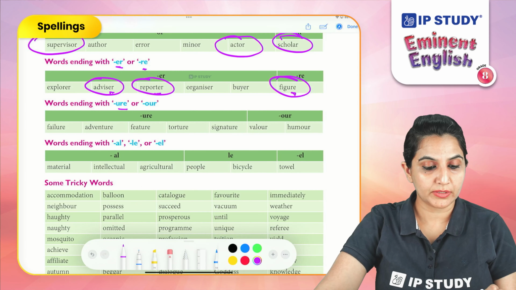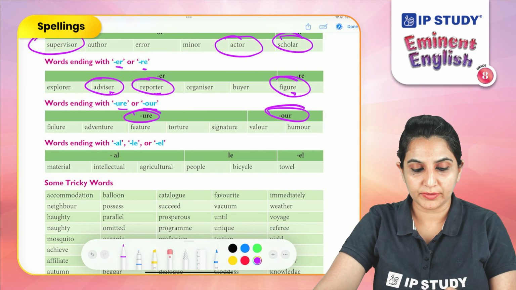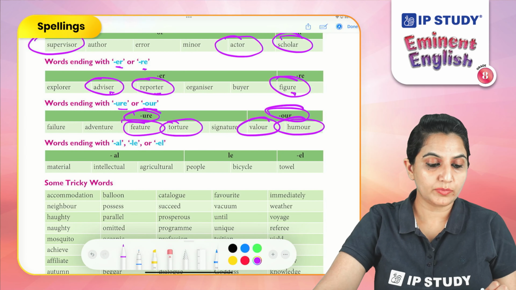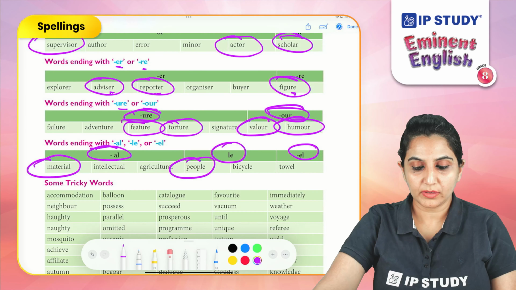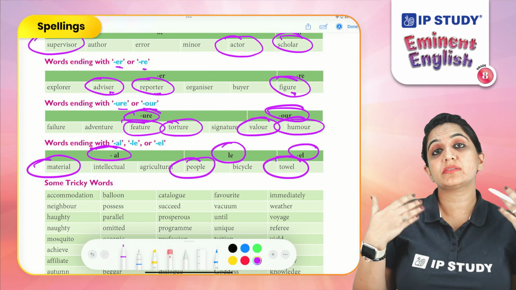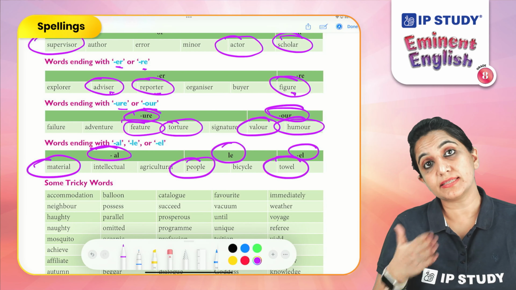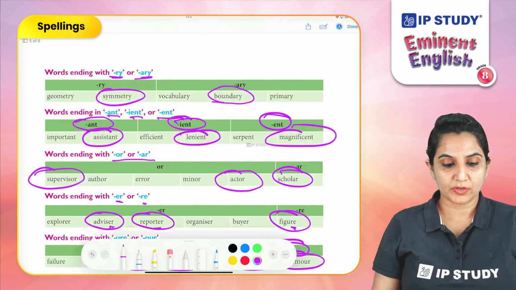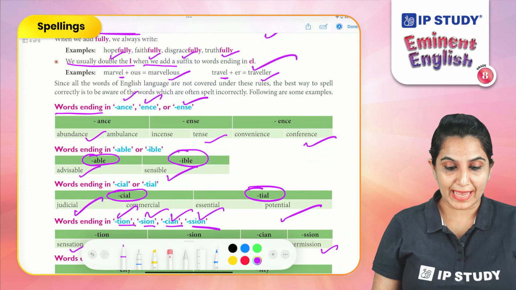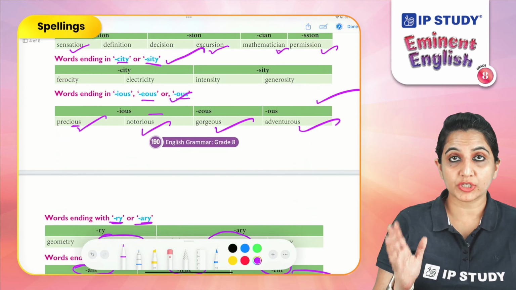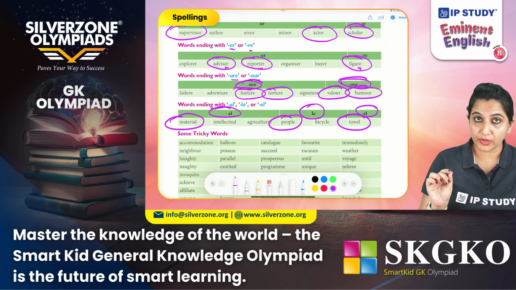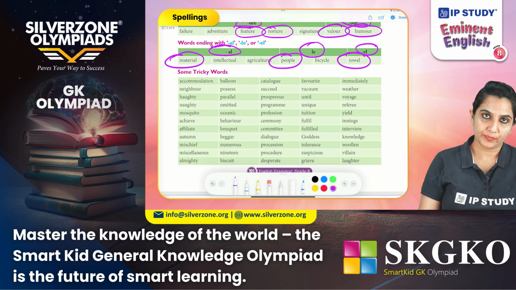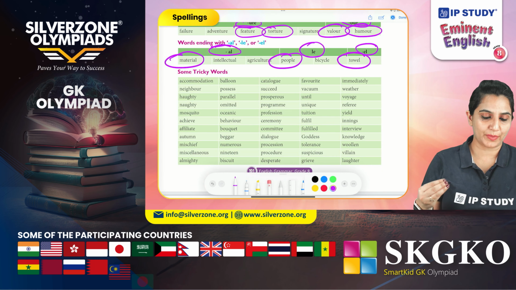Words ending with URE and OUR, such as feature, torture, humor. Then there are words ending with AL, LE, and EL, like material, people, petal. So all have the same sounds, but they have different meanings, different spellings as well. So these are like ance, able, shal, shun, city, ous, ary, ent, or, er, ure, our, al, le and el. So you have to revise them and please use them in your sentences.